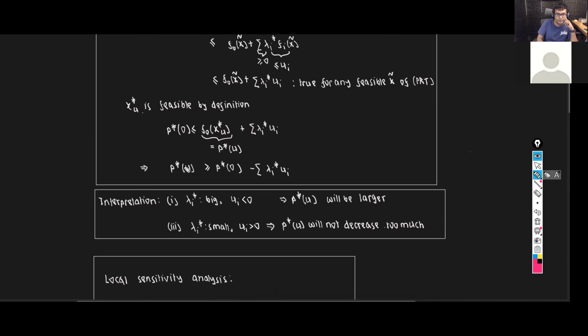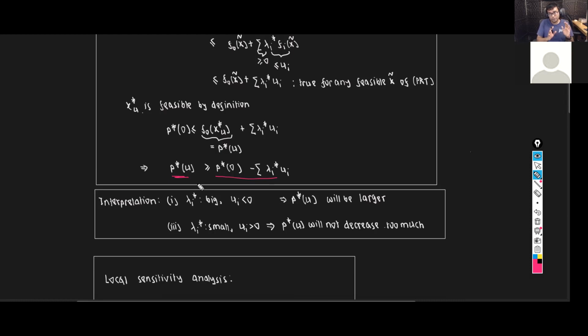So the interpretation is that, first of all, this is giving us a lower bound, right? It's giving us a lower bound on the optimal value of the perturbed problem. It is not giving an upper bound, but still it gives us interesting information.